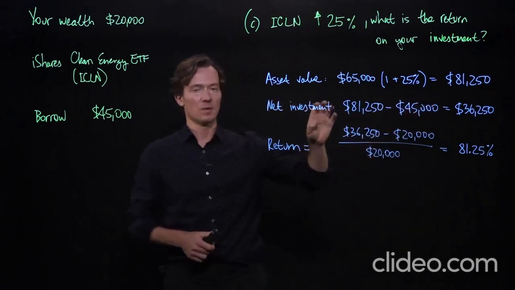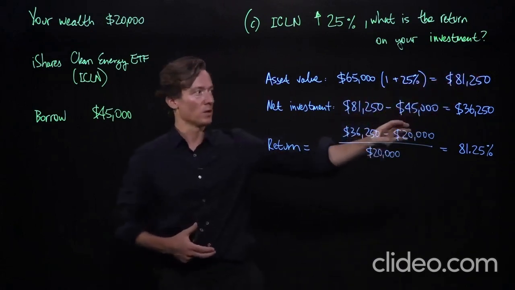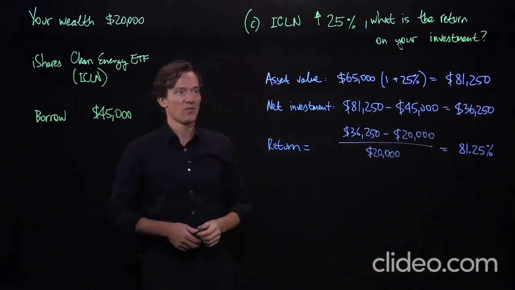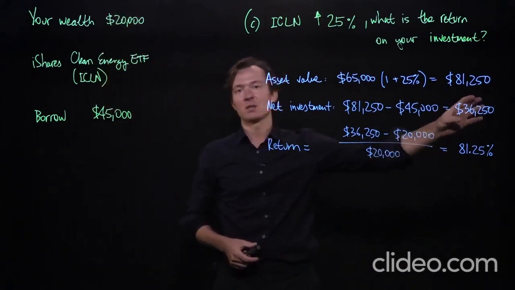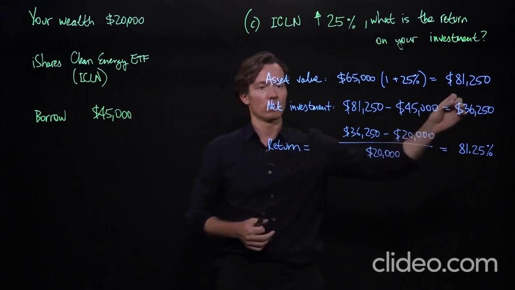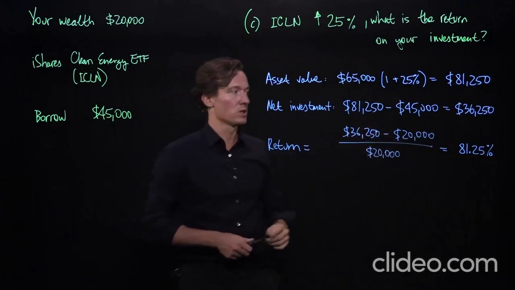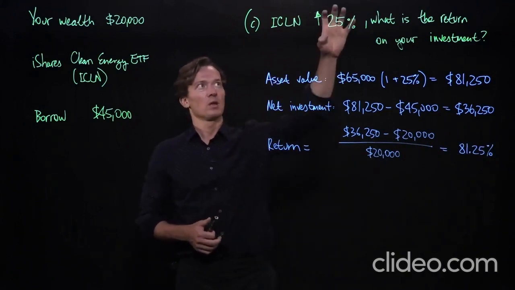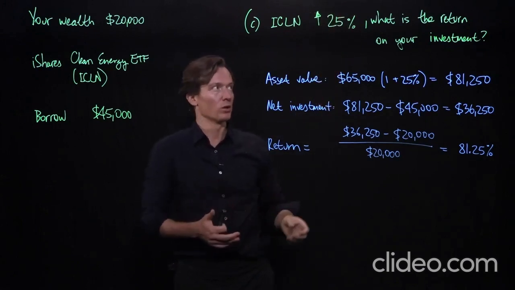Now, of this, $45,000 is borrowed. So therefore, the new value of your net investment is the new asset value minus this borrowed amount. This gives us $36,250. So you have invested $20,000, and right now your net investment is $36,250. So now we can compute the return. The return is the new value of your net investment minus the original value, divided by the original value. And so this gives us an 81.25% return.